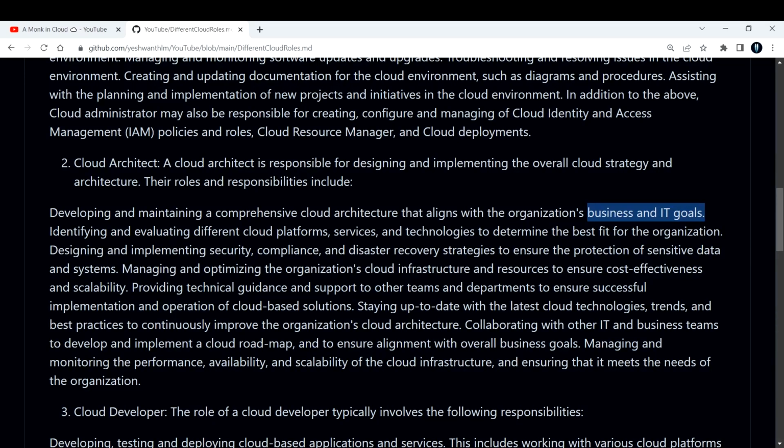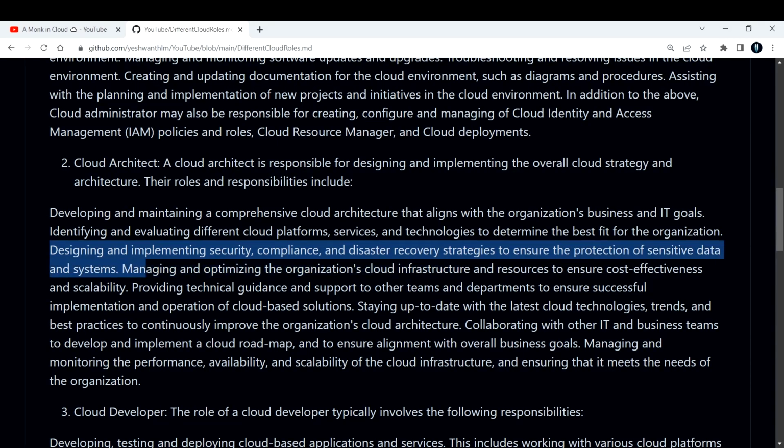They are also responsible for identifying and evaluating different cloud platforms, services, and technologies to determine the best fit for the organization. Let's say there is a new service or a new tool that comes in. So cloud architects need to keep evolving and updating themselves. Whatever new things come into the market, they need to adapt or try to incorporate in their business, right? They also need to design and implement security, compliance, and disaster recovery strategies to ensure the protection of sensitive data and the systems. So this would be a role of a cloud architect.